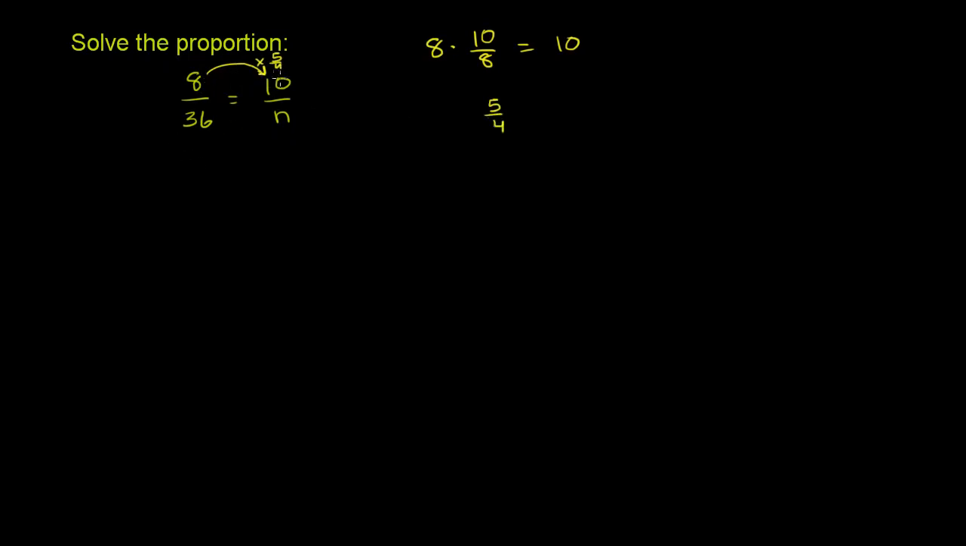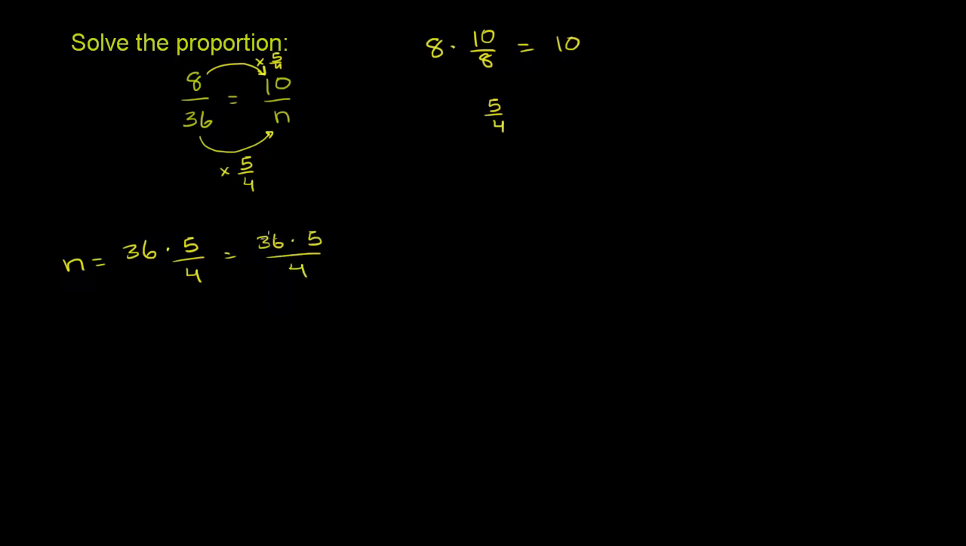Well, if we did that to the numerator, in order to have an equivalent fraction, you have to do the same thing to the denominator. You have to multiply it times 5 over 4. And so we could say this n, this thing that we need to solve for, is going to be equal to 36 times 5 divided by 4.